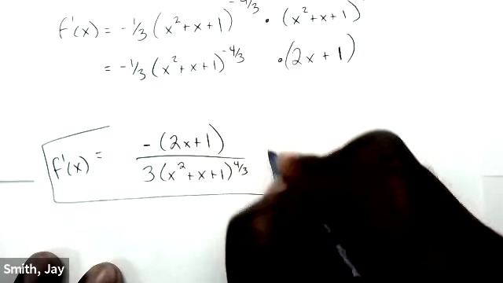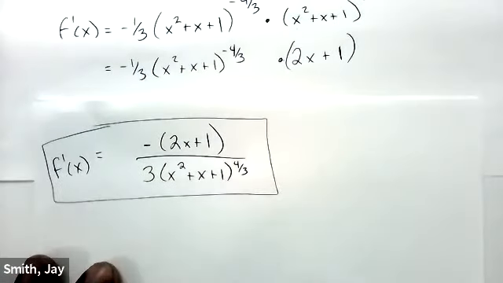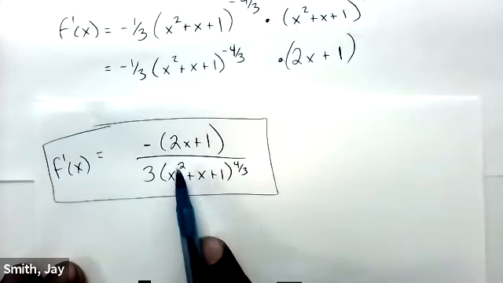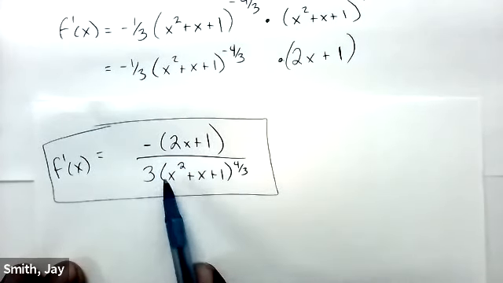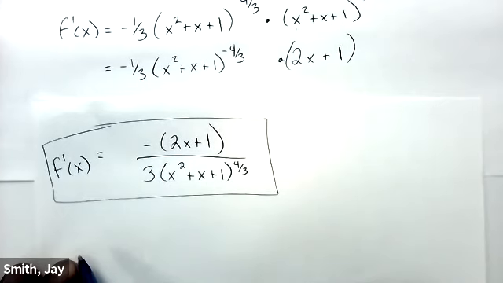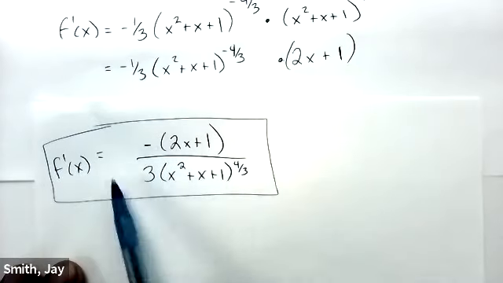Now, this is not the only way that you can present the answer. Remember, fractional exponents can be rewritten with radicals. So we could rewrite this as -2x plus 1, or distribute that -1 in front, which would give me -2x minus 1 over 3 times the cube root of x squared plus x plus 1 raised to the 4th power. All right. Said all that to say there's a couple of ways that you can write this answer.